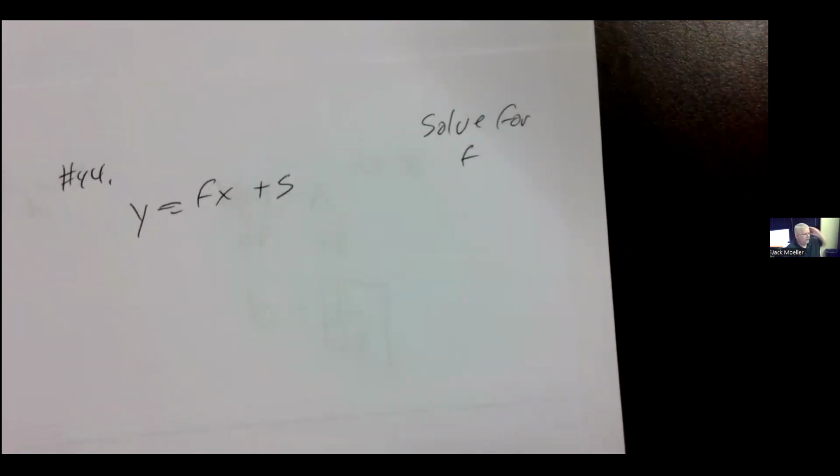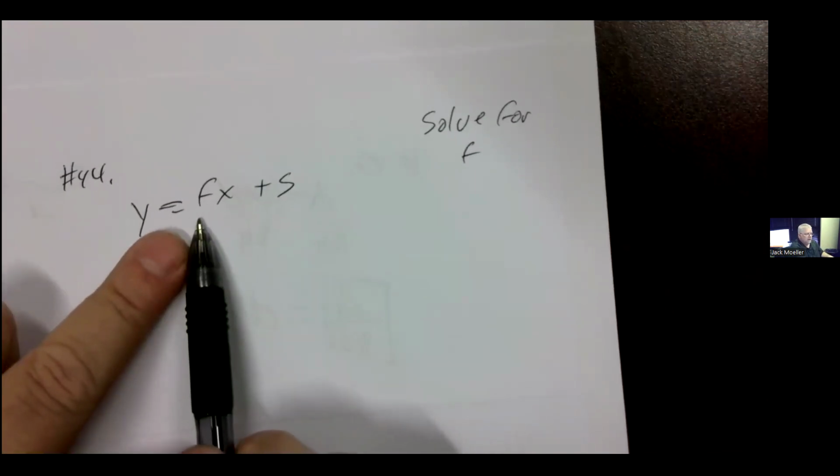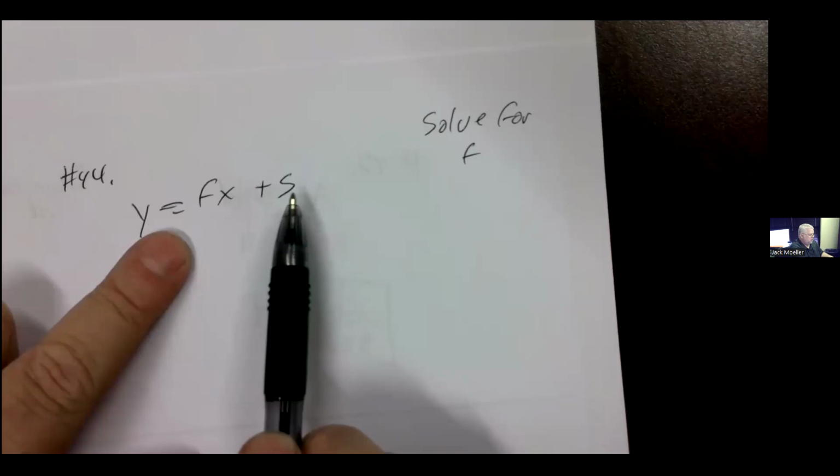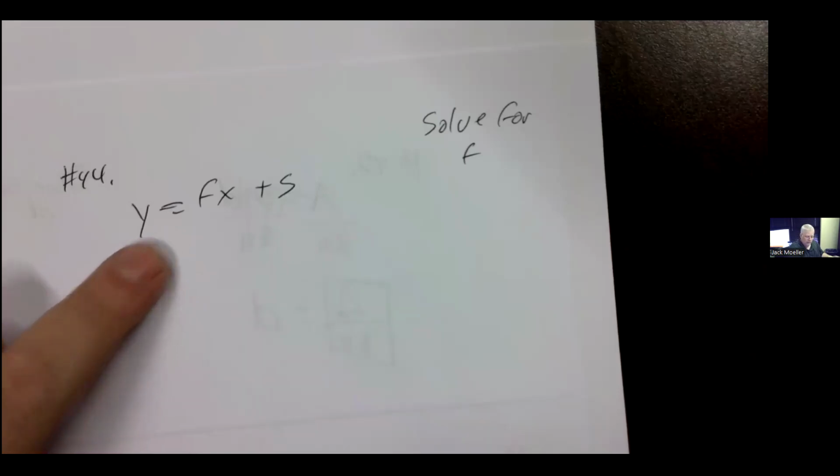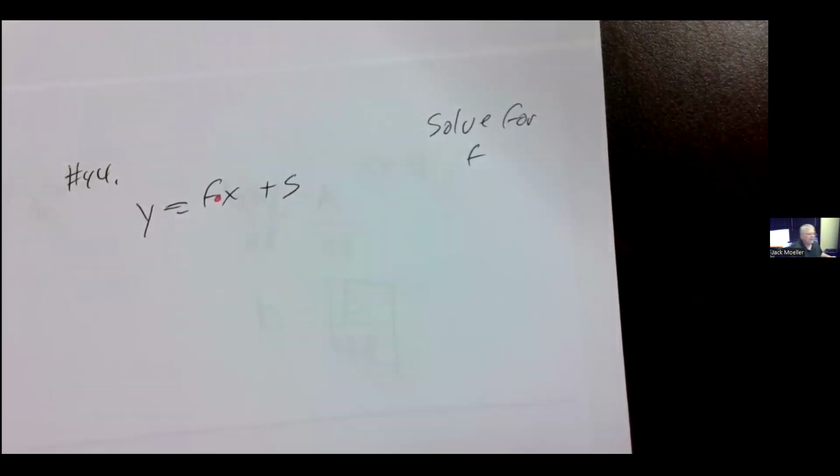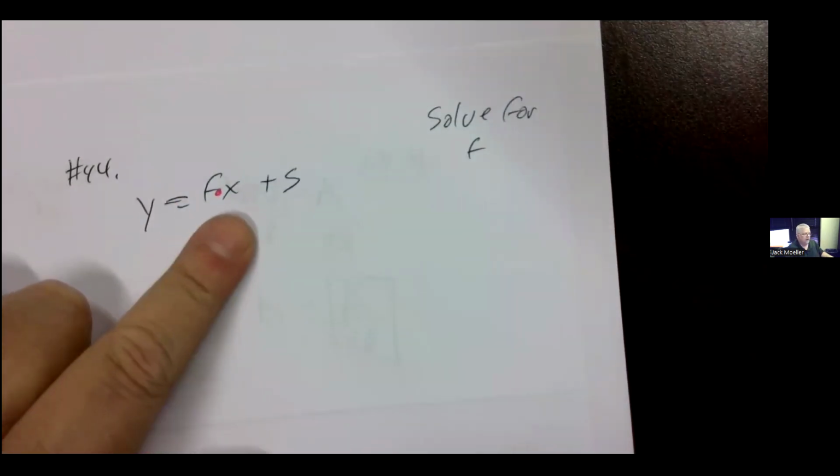All right, so if we're solving for f, to me that says this is going to stay on the right-hand side. I need to move the x, and I need to move the s. So how are we going to do that? Well, that x is times f. So at some point, we're going to have to divide by x.